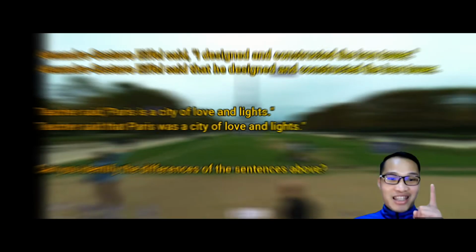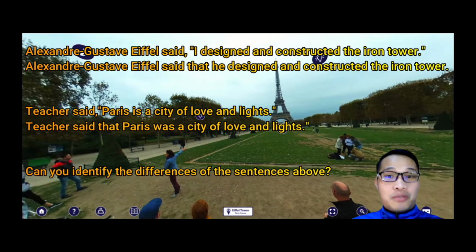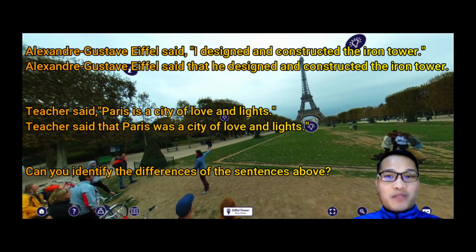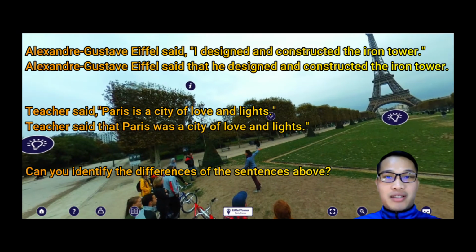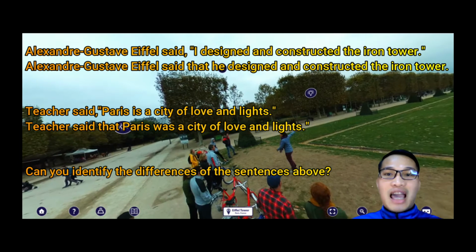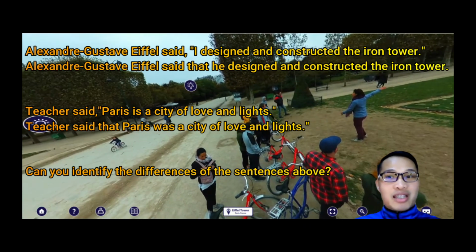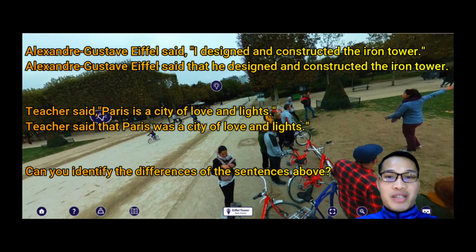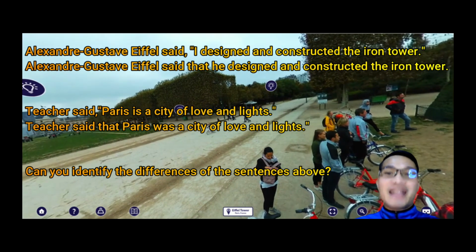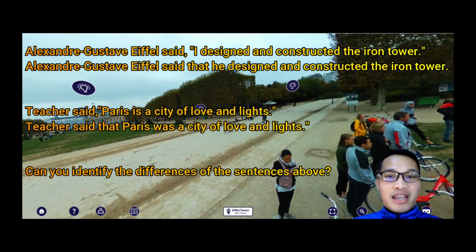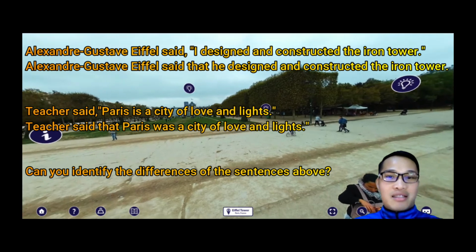First destination, let's go to Paris, France. Notice the example above. Alexander Gustave Eiffel said, "I designed and constructed the Iron Tower." Second sentence, Alexander Gustave Eiffel said that he designed and constructed the Iron Tower. Third sentence, teacher said, "Paris is a city of love and lights." Fourth sentence, teacher said that Paris was a city of love and lights.